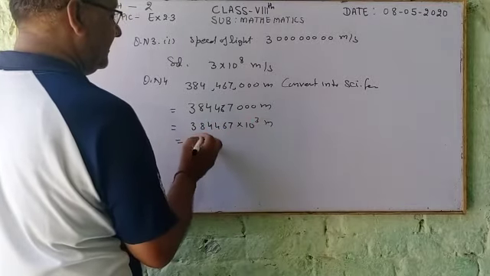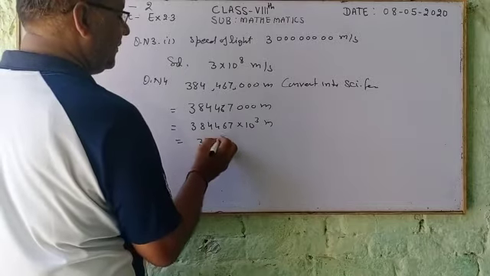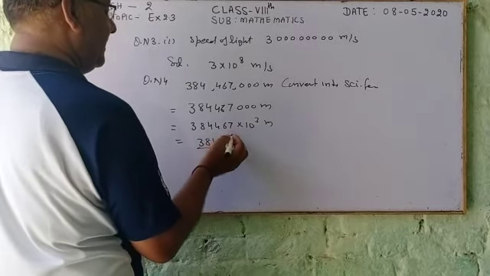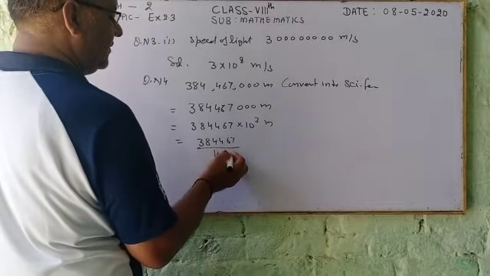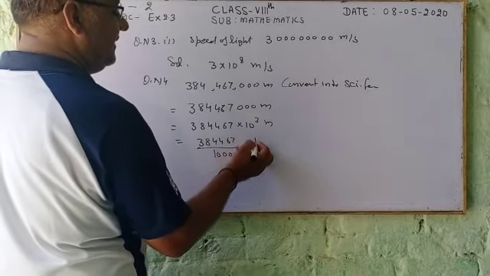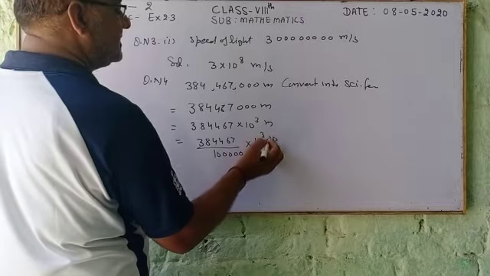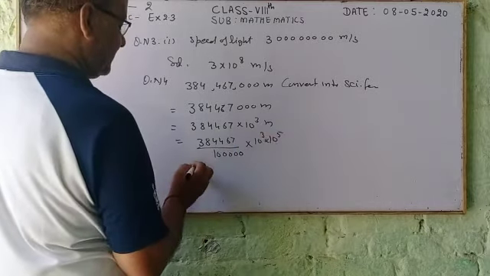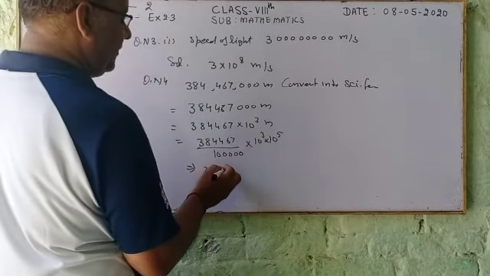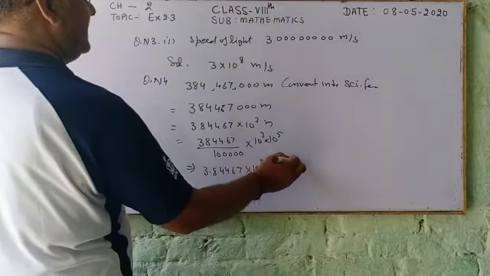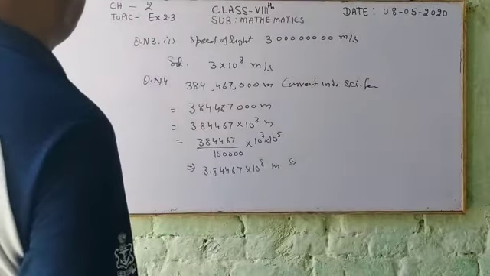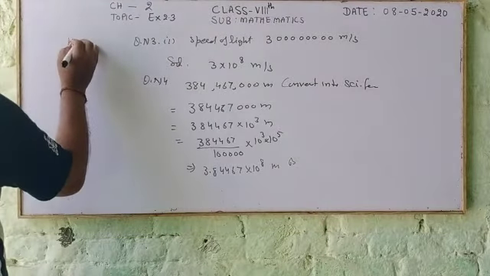Also write down 384,467 upon 1, 2, 3, 4, 5 zeros, and 10 raised to power 3, 10 raised to power 5. So this gives 3.84467 times 10 raised to power 8 meter. We get the answer.